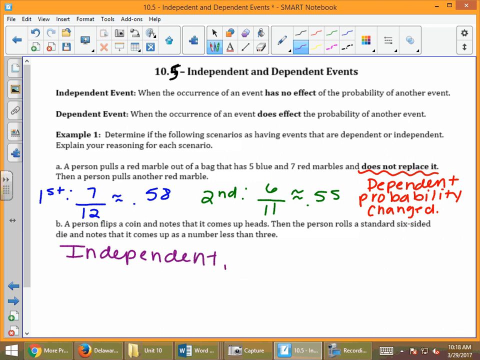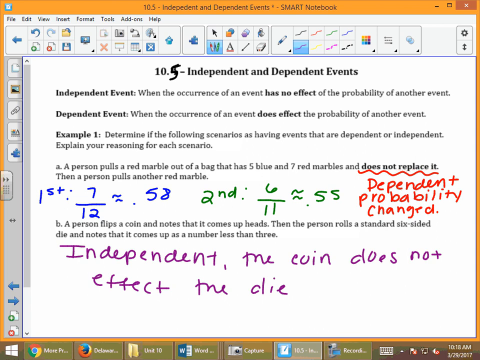The probability doesn't change. The coin does not affect the die. Just because you land on heads doesn't mean you're going to land on a 1. They don't affect each other. They're totally independent. Questions over that one?